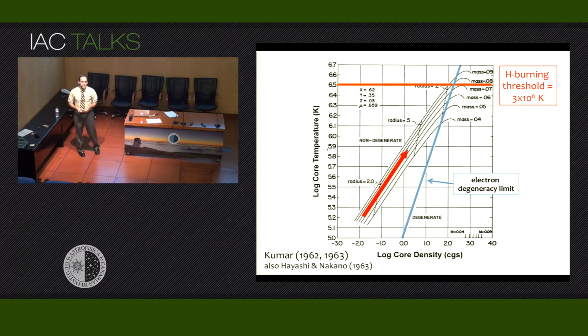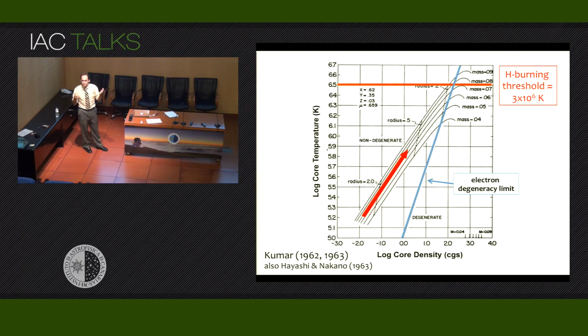And this is something that was deduced back in the 1960s by Kumar and independently by Hayashi and Nakano, looking at the evolution of different models of stars. So this is now a function, the x-axis here is the core density of these collapsing objects and the core temperature. The magic line here, about 3 million degrees Kelvin, is the temperature you need to achieve sustainable hydrogen fusion. And you can see that most of these lines, in the direction of evolution for all these, is going to higher densities and higher temperatures. They can cross that threshold and begin hydrogen fusion.